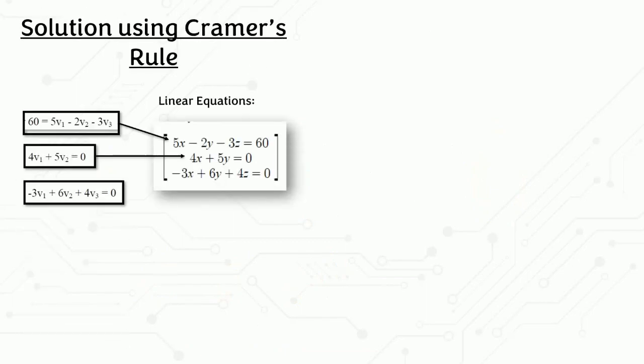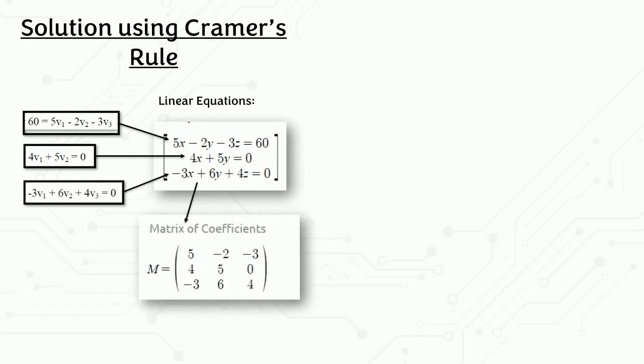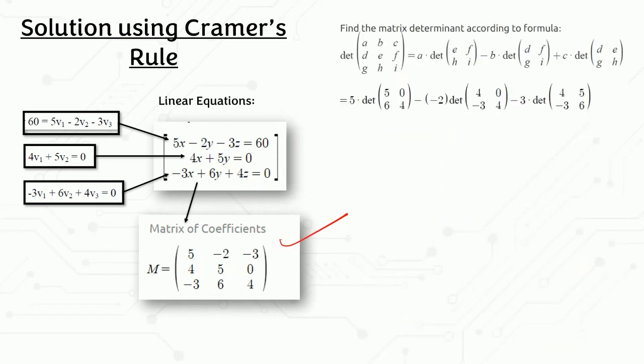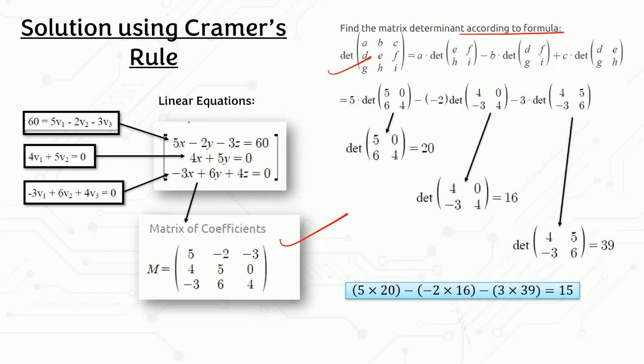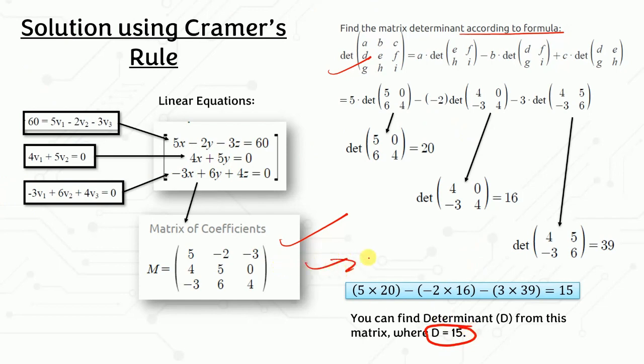Just convert that into your matrix, and then put it as the matrix of coefficients for this one, and find the matrix determinant according to this formula. You can use this formula to find the determinant for this coefficient matrix, where if you calculate, you get that this determinant is equal to 15.